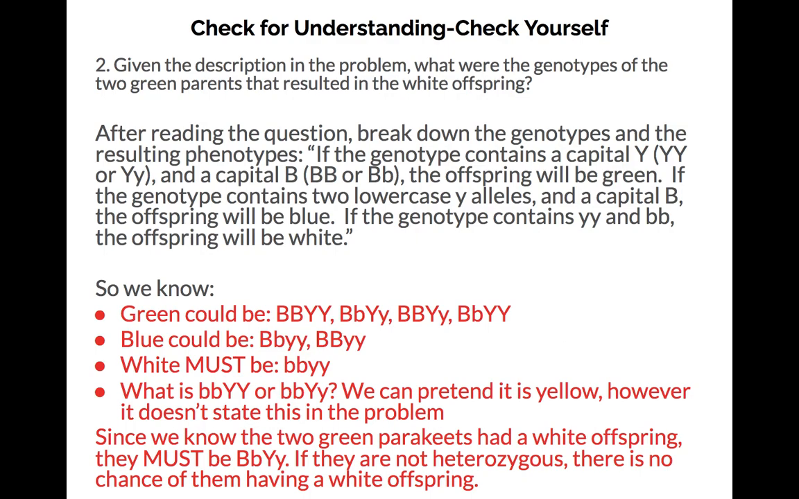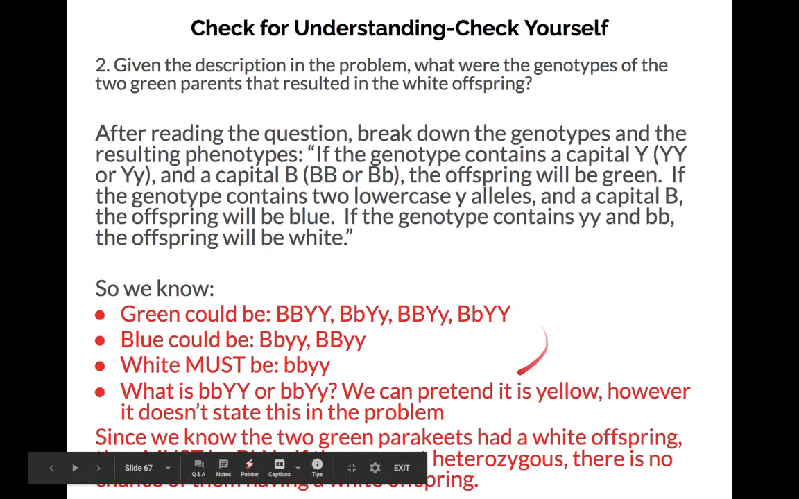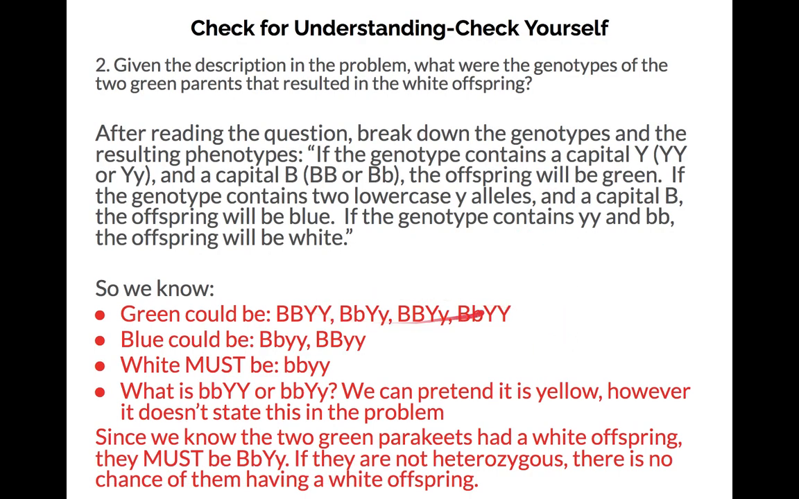Okay, now this is number 2. Given the description, what are the genotypes of the 2 green parents that resulted in the white offspring? This right here is the key line. From this, we broke it down and gave you all the possible genotypes from this description. So green could be any 4 of these possible combinations.